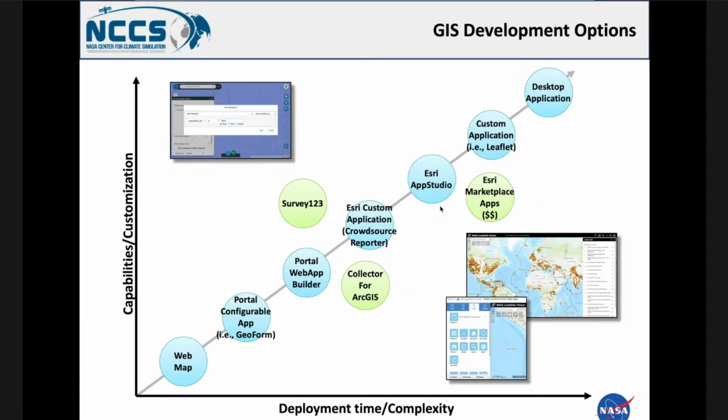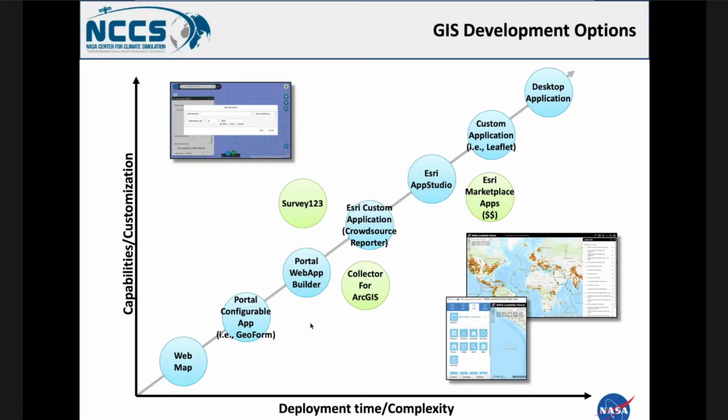Just one quick note about when you're developing apps for GIS tools. You have to find the balance between capabilities and customization and deployment time and complexity. If you really just want something out there quickly, you can just publish a service, add it to a web map, save the web map, and share that. We do have some users that do that, but there aren't any widgets like calculating values or anything like that. But then as you gain capabilities, the deployment time and the complexity required to get to those capabilities increases.